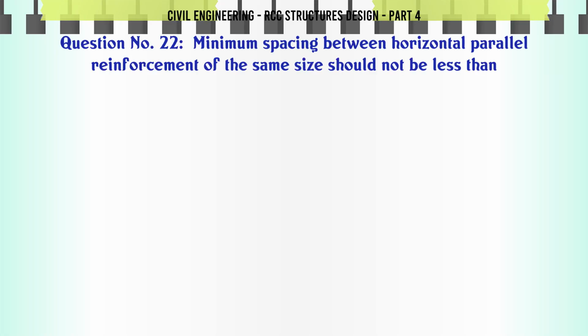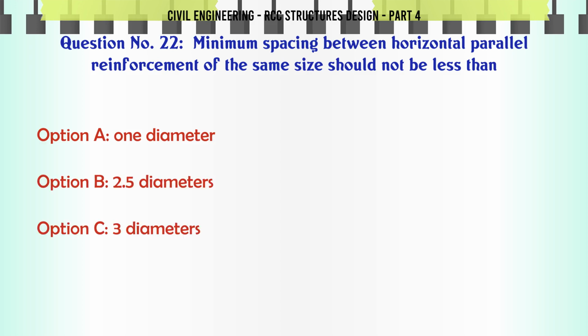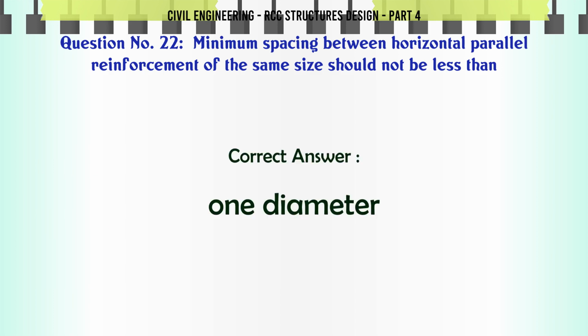Minimum spacing between horizontal parallel reinforcement of the same size should not be less than A. 1 diameter, B. 2.5 diameters, C. 3 diameters, D. 3.5 diameters. The correct answer is 1 diameter.